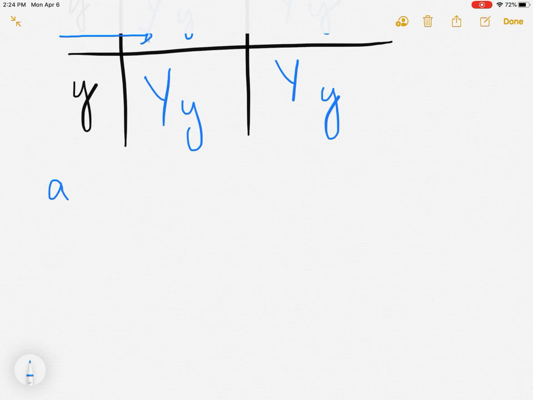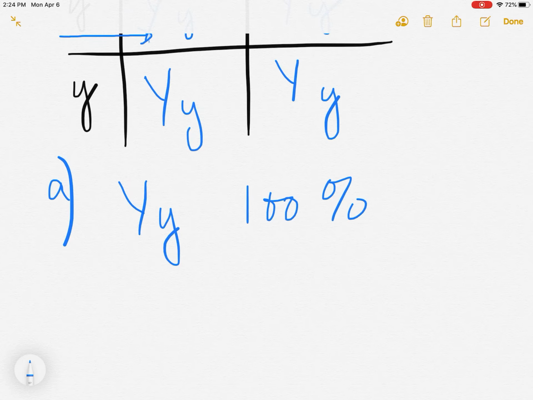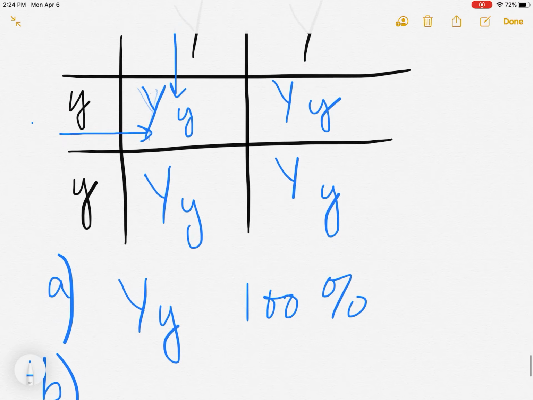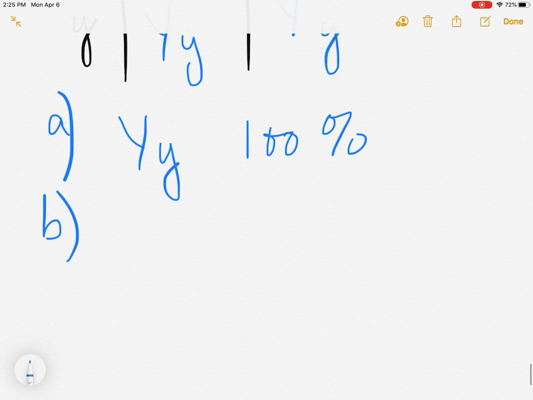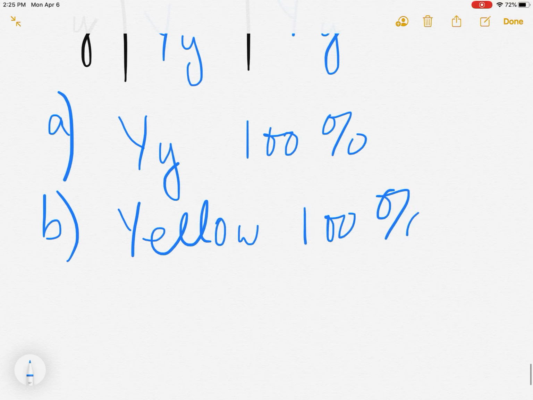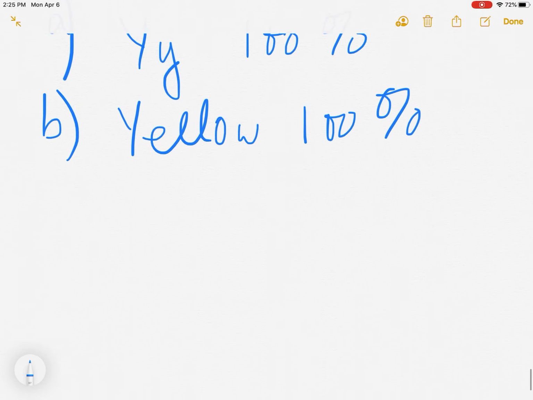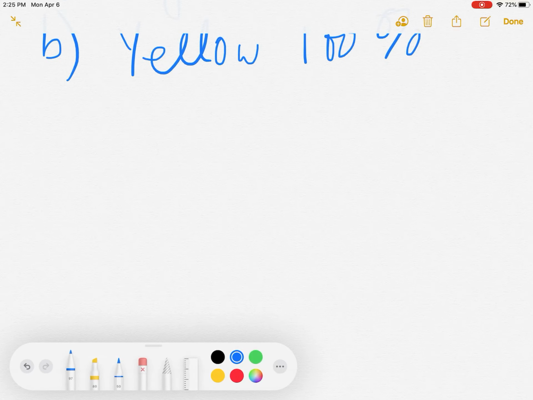So the genotype ratios, the answer to part A, is you're going to get this 100%. And the phenotype ratios would be what color they are. Since they all have a dominant yellow allele, everyone is yellow. So yellow, 100%. Okay, that's the answer to that one. Let's try one more.